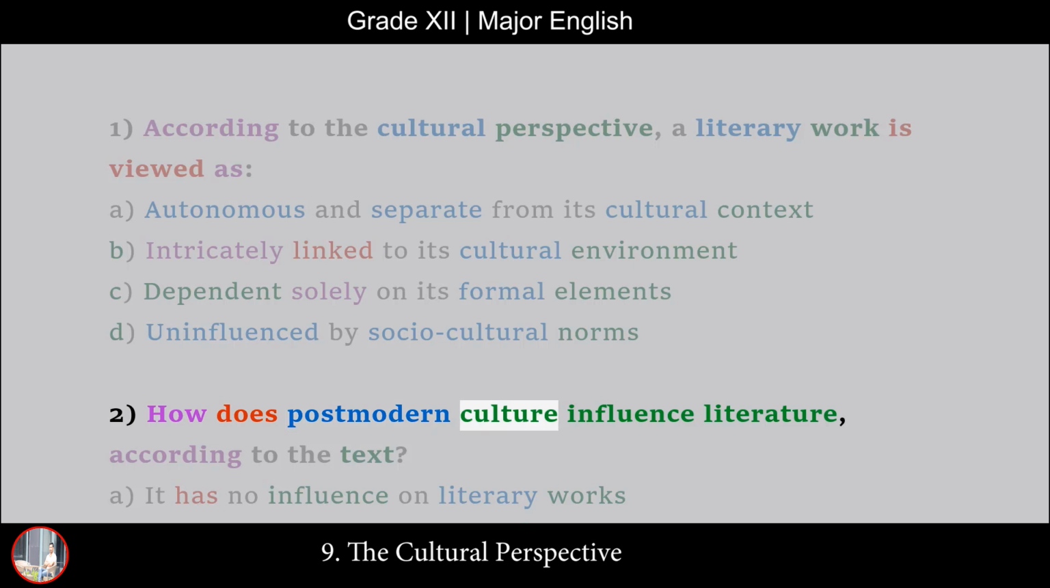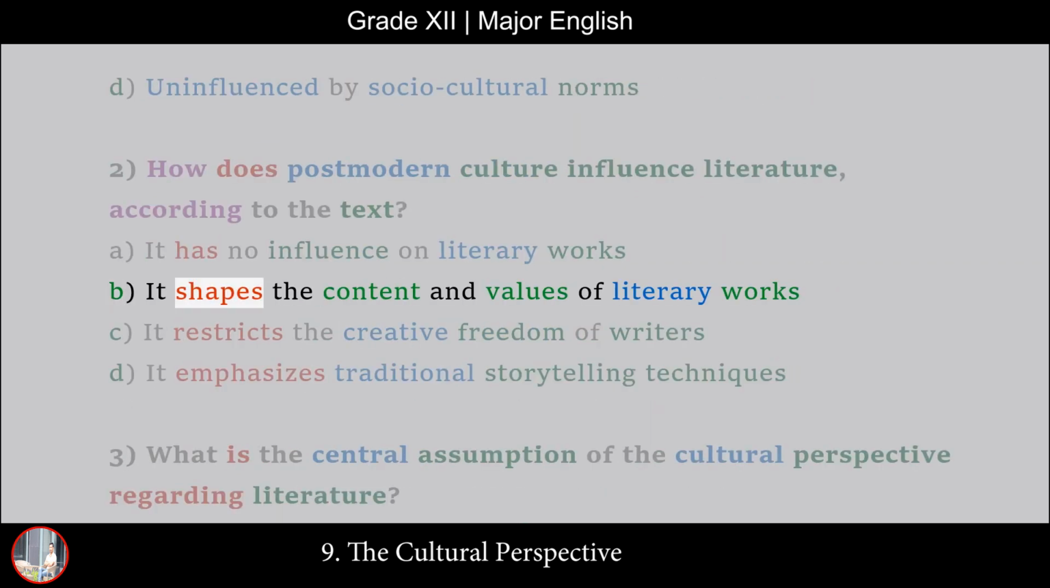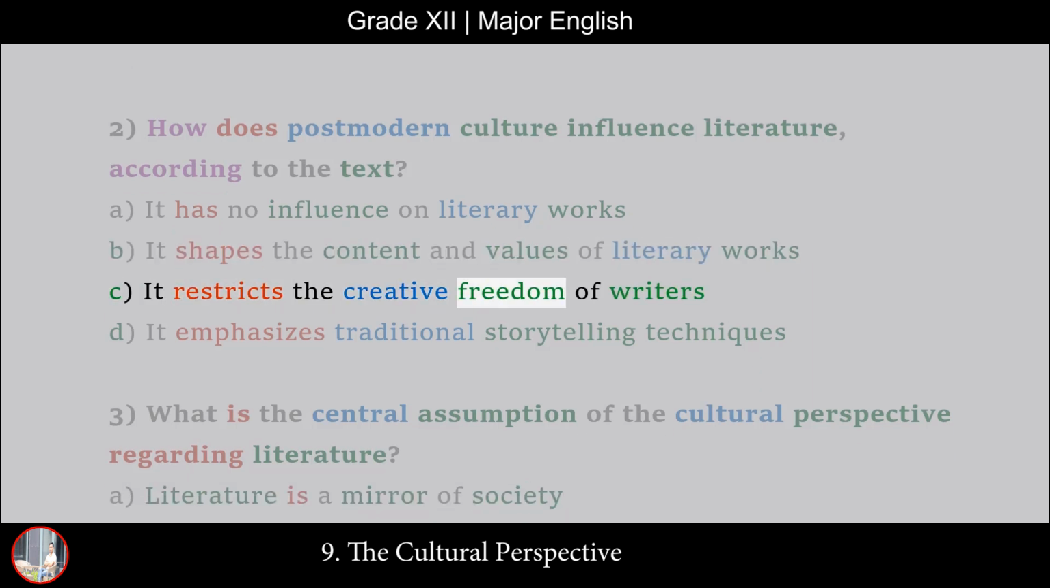2. How does postmodern culture influence literature, according to the text? A. It has no influence on literary works. B. It shapes the content and values of literary works. C. It restricts the creative freedom of writers. D. It emphasizes traditional storytelling techniques.